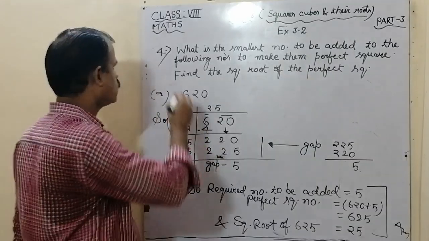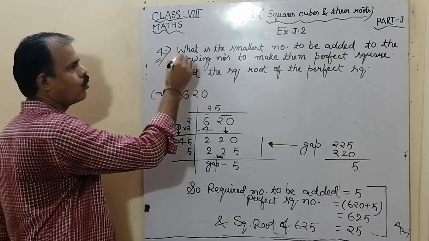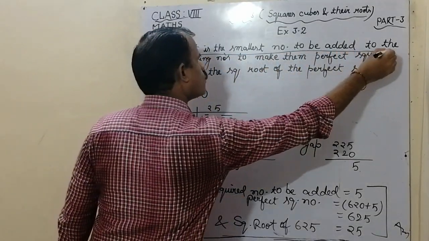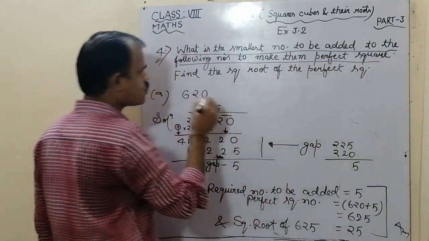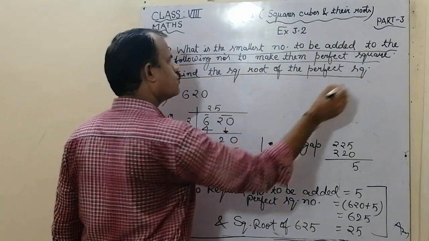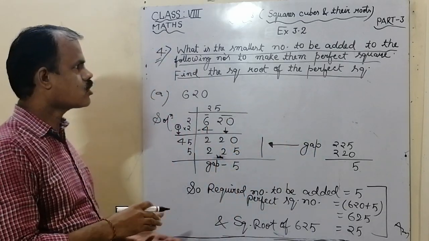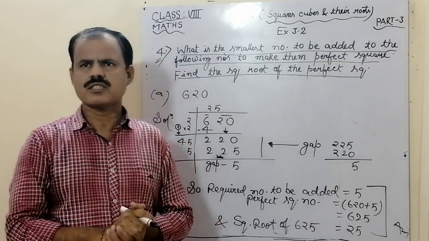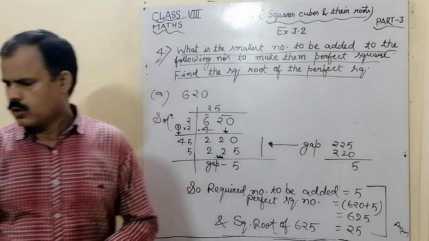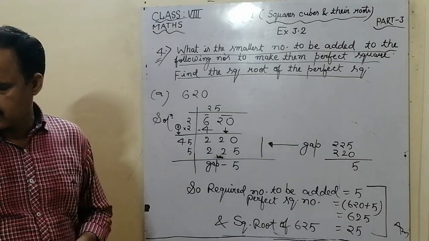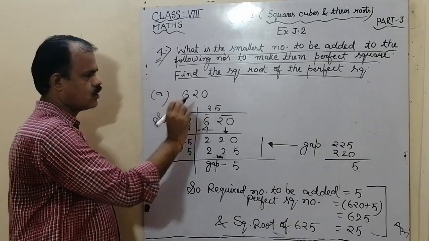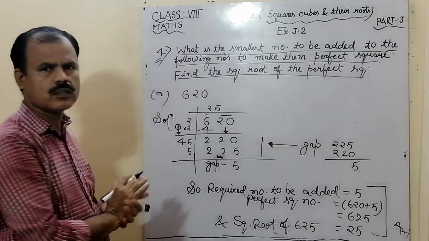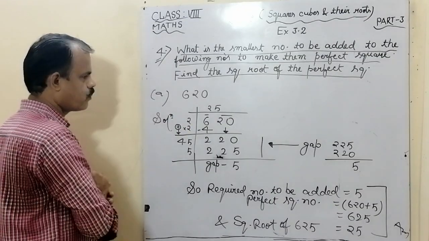Yes, students, this is the fourth question. What is the smallest number to be added to the following numbers to make them perfect squares? Find the square root of the perfect square. This question is from exercise 3.3. We have to solve it by the division method. Look here, this is 620.